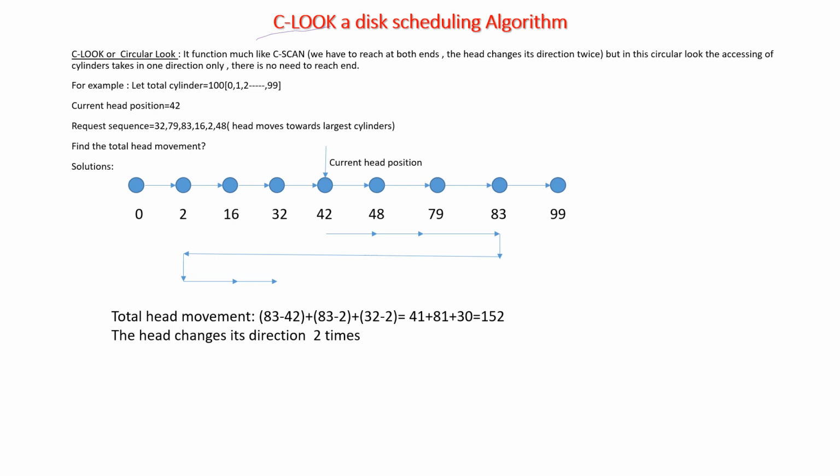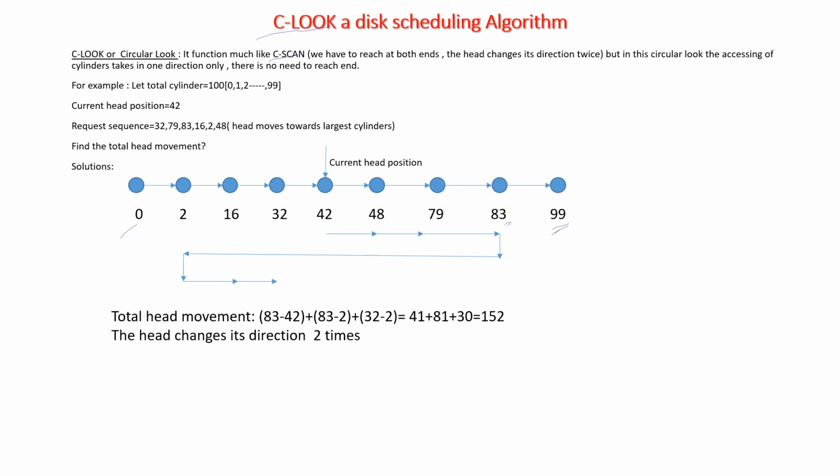It functions much like circular scan, where we have to reach both ends. Meaning in C-SCAN, we have to reach 99, and when the head changes its direction, it has to reach 0. But in circular look, we only have to reach the last given head position. We do not need to reach 99 at the last end of the list.